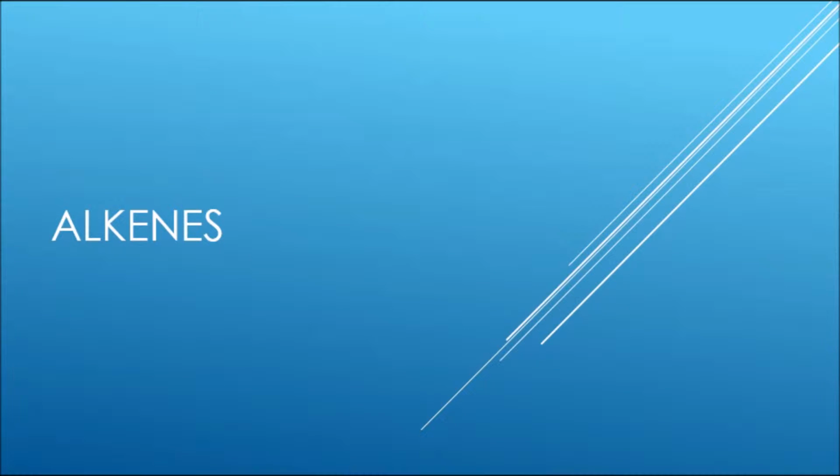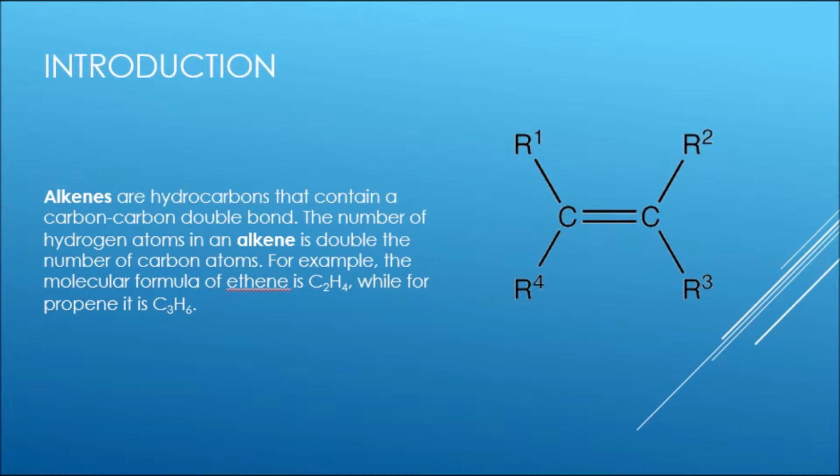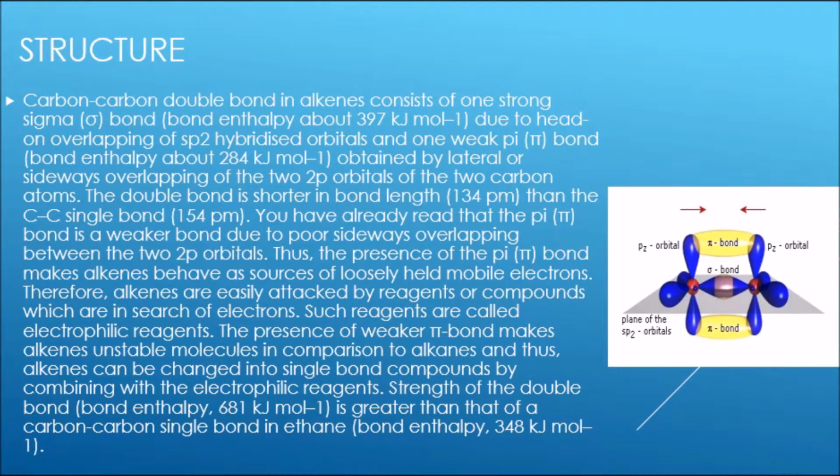Now let us talk about alkenes. Alkenes are hydrocarbons that contain a carbon-carbon double bond. The number of hydrogen atoms in an alkene is double the number of carbon atoms. For example, the molecular formula of ethene is C2H4, while for propene it is C3H6.